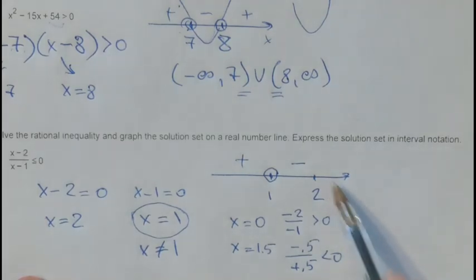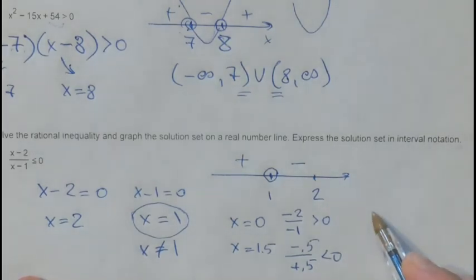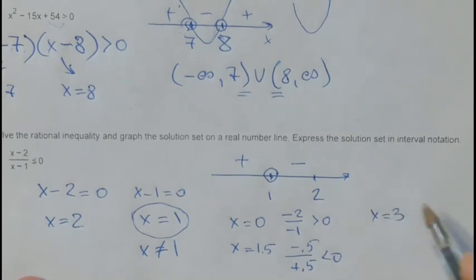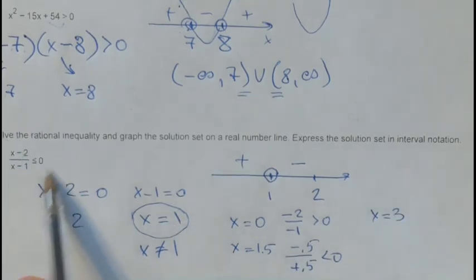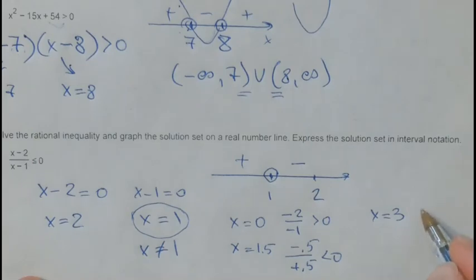And the last interval, let us take 3. It is greater than 2. x equals 3. And substitute 3 in the function equation. 3 minus 2 will be 1. And 3 minus 1 will be 2. So the function is positive to the right of 2.